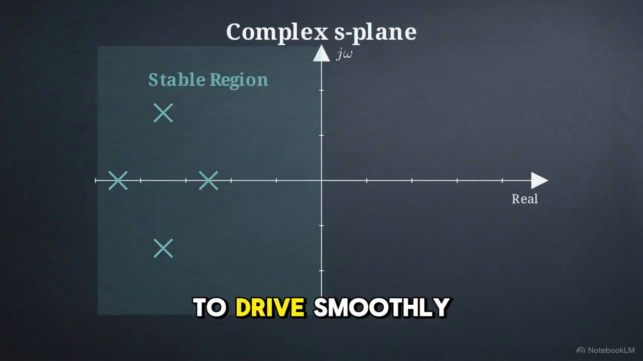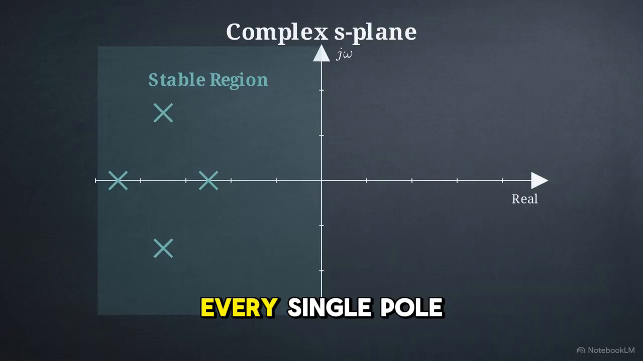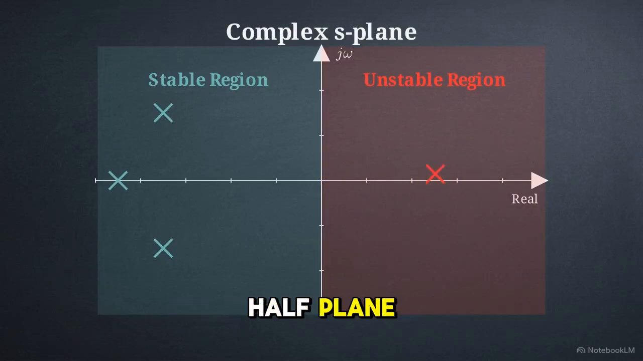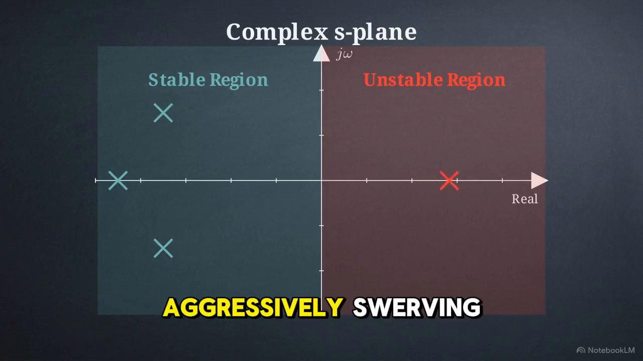For the vehicle to drive smoothly and safely, every single pole must sit strictly on the left half side of the vertical axis. If even one of those poles crosses that vertical line into the right half plane, the physical system goes unstable. That is exactly when the car starts aggressively swerving.